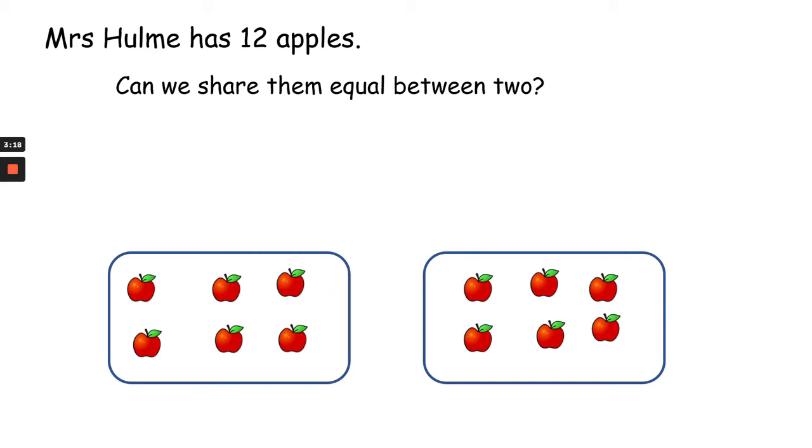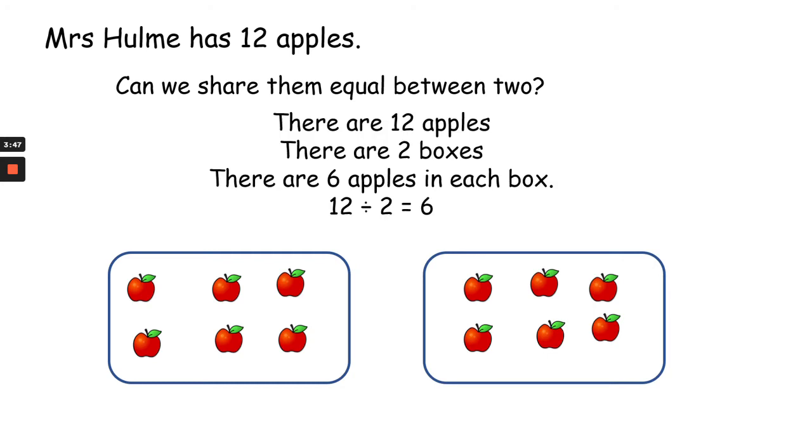So I've divided all my apples into the 2 groups. Both my groups are equal, so I know that I've divided them right. How many is in each group? 6. Well done. So now my number sentence would be 12 divided by 2 is 6. And we can share them equally, can't we? Yep, we can. Our question was, can we share them equally between 2? And we can, because 12 divided by 2 is 6. And that's our number sentence. We started off with 12, shared them between 2 boxes, and there are 6 apples in each box. 12 divided by 2 is 6.